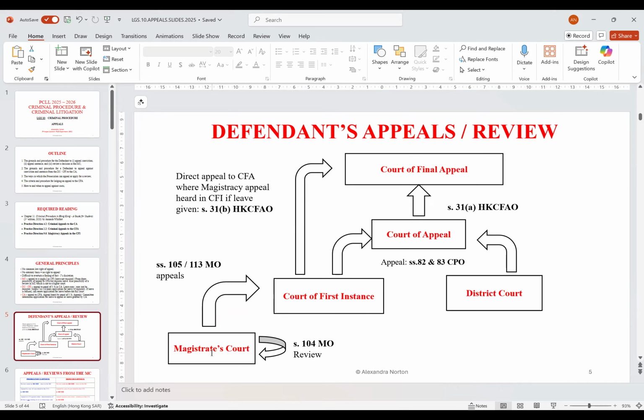And then you can see the appeals mechanisms as well. The reason why, if a defendant is convicted in the magistrate's court, he can appeal to the CFI, and then he has to go directly to the CFA, he can't go additionally to the Court of Appeal, is you could see that that would give a defendant convicted in the magistrate's court an additional level of appeal, which would be unfair compared to those defendants convicted in the CFI or district court.